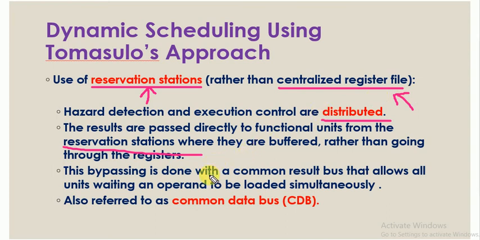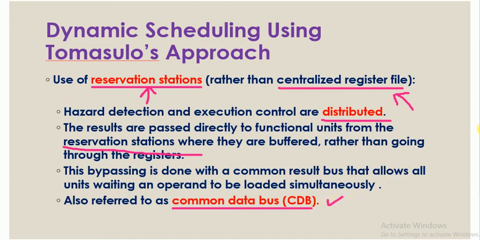And this bypassing is done with a common result bus that allows all units waiting for an operand to be loaded simultaneously, which is usually called the common data bus, CDB. All this bypassing is done. That means the movement of operands to the functional unit and the result going back to the reservation station is actually done with the support of a common data bus.